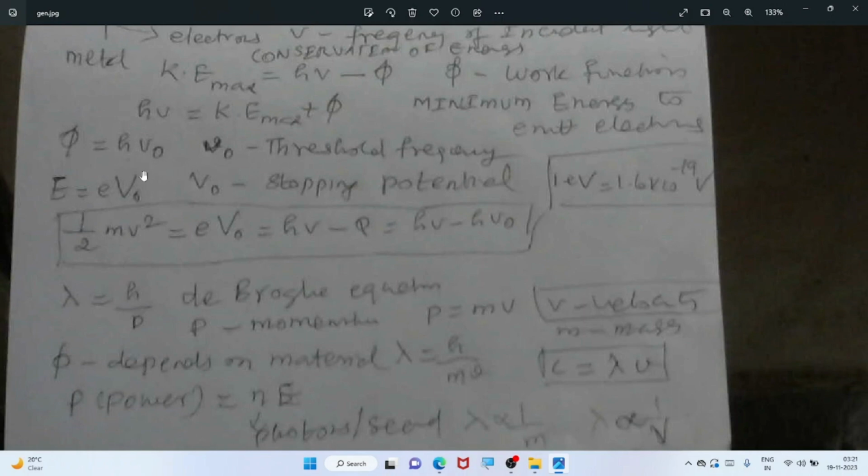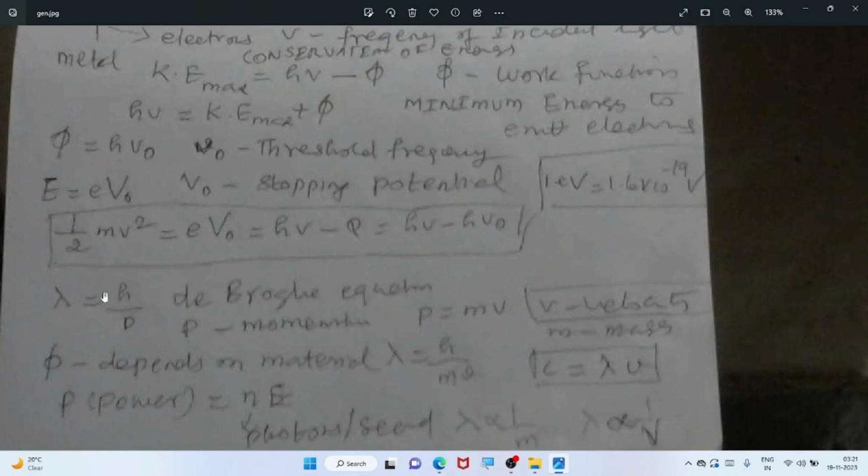So how is this energy related to the stopping potential? e V naught, where e is the charge on the electron. This is the important equation: kinetic energy of the electrons is equal to e times the stopping potential, equal to the incident light energy minus the work function. If we put phi equal to h nu naught, then this will become h nu minus h nu naught.